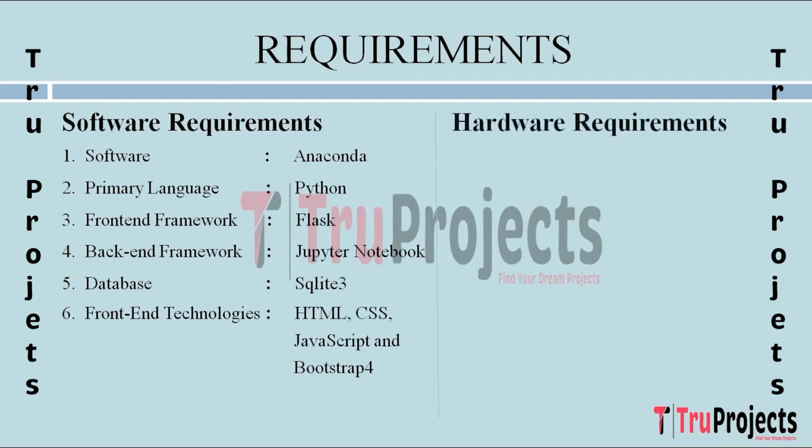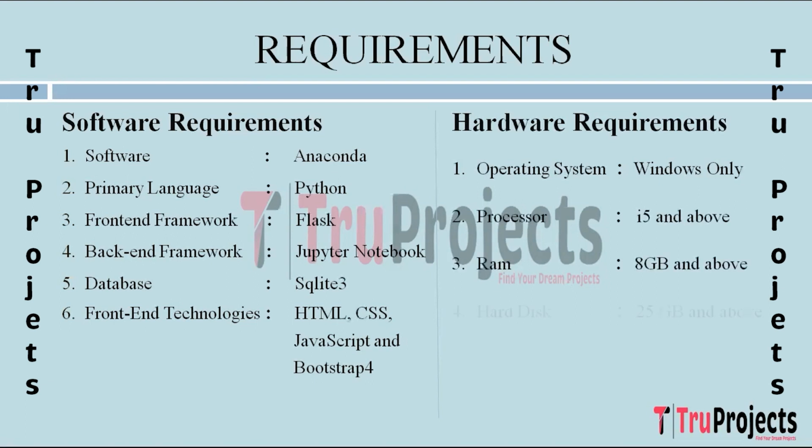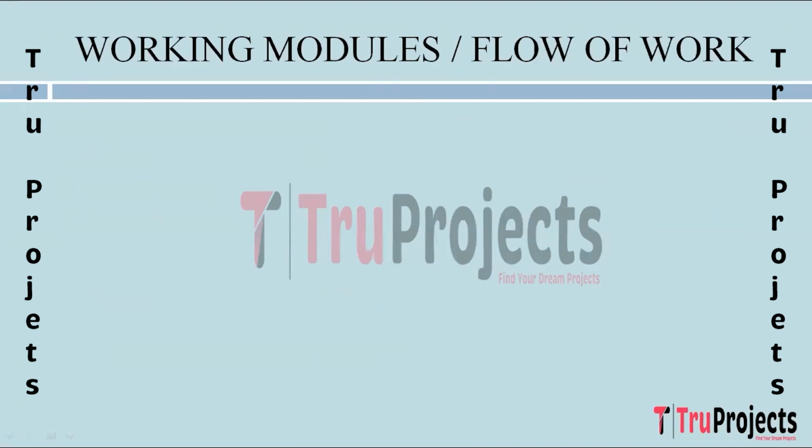Hardware requirements needed are operating system of Windows, processor of i5 and above, RAM of 8 GB and above, and hard disk of 25 GB and above. Now we'll discuss the working models of flow of work.